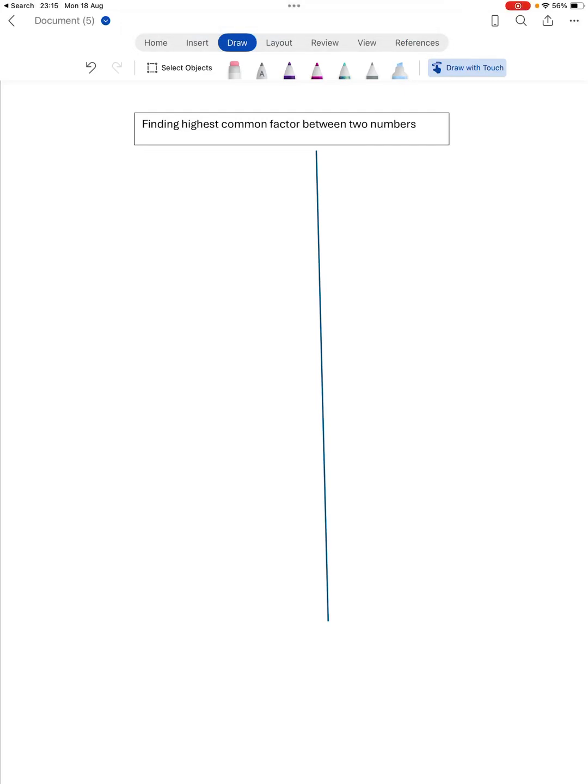Hi guys, in this video we're going to look at how to find the highest common factor between two numbers. If you watched my previous video, we looked at how to find the lowest common multiple between two numbers. For that we used two different methods. We're going to do the same for this one as well. So I'm going to name my methods as method 1 and method 2.